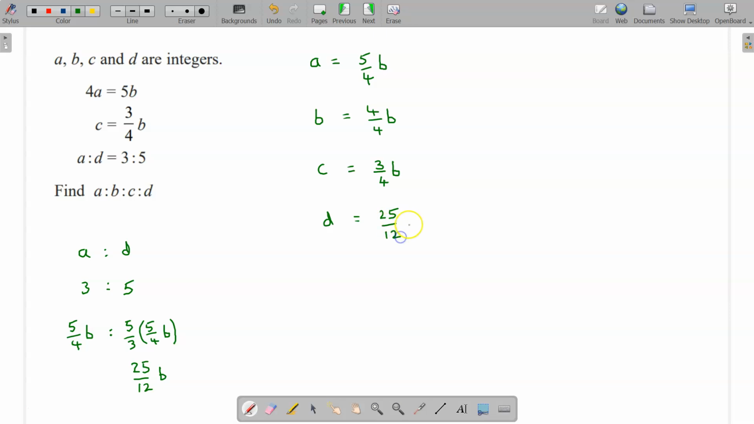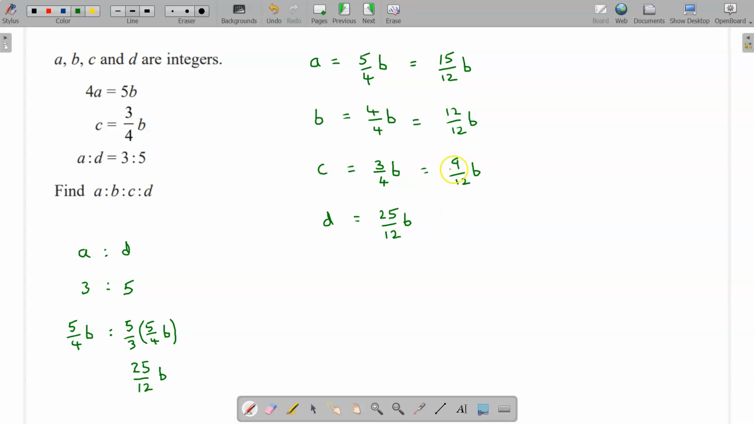So now all 4 of the letters are in terms of B, which means the B's cancel. The only thing I'm going to need to do is put all these into 12ths as well. Well, that's easy to do. I just have to multiply each one by 3. Okay, so that's going to be 15/12ths of B. This one is going to be 12/12ths of B. And this one here is going to be 9/12ths of B. And the fourth one I've already written in terms of 12ths of B, which is 25.